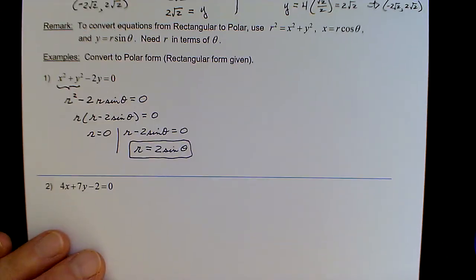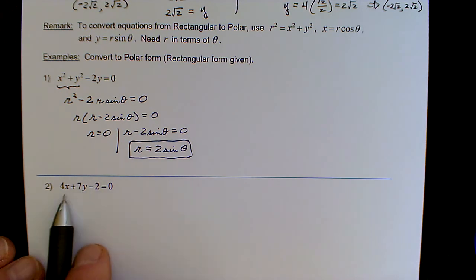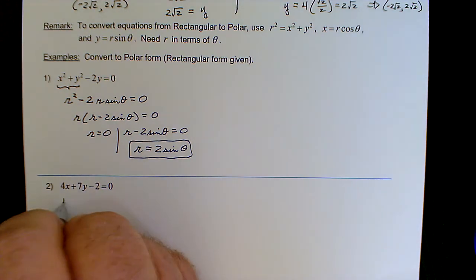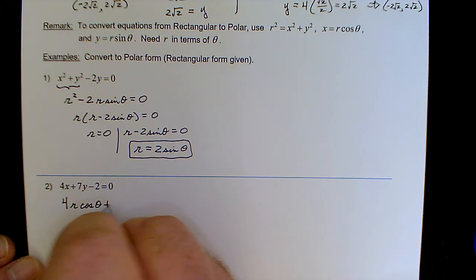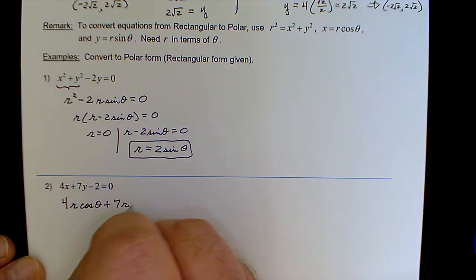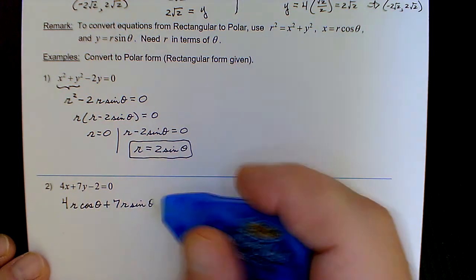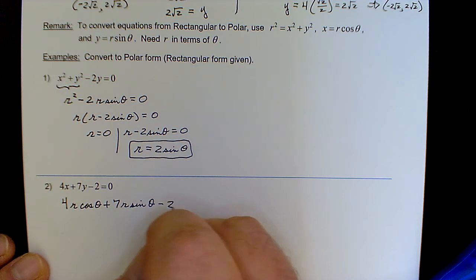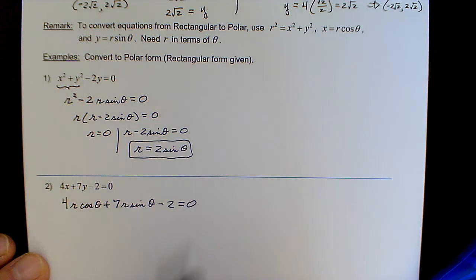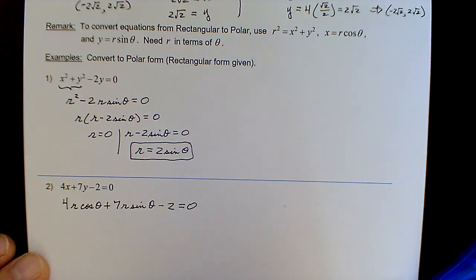Okay, so here's another one. No r squared, no x squared plus y squared around. All we could do is replace x by r cosine theta and y by r sine theta. And then we have minus 2 equaling 0. Should be obvious, you don't want to write these 3 equations down on your cheat sheet for the final exam.